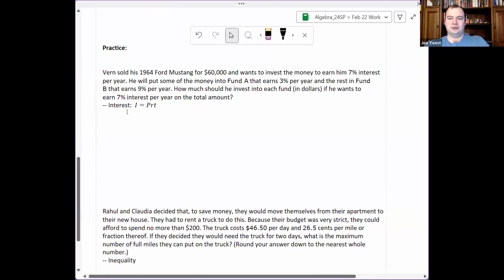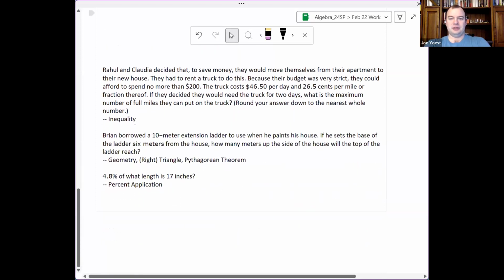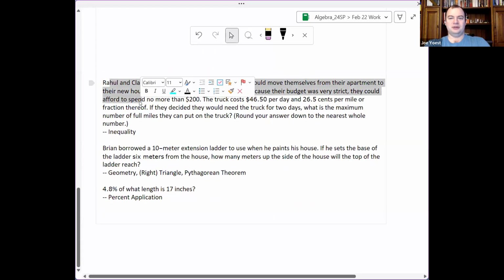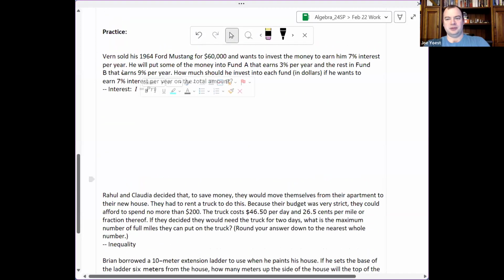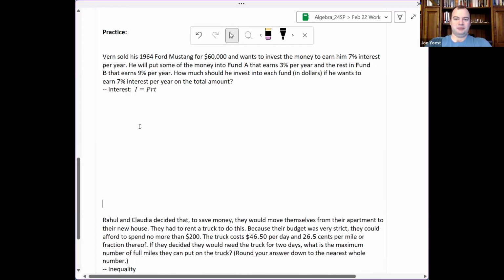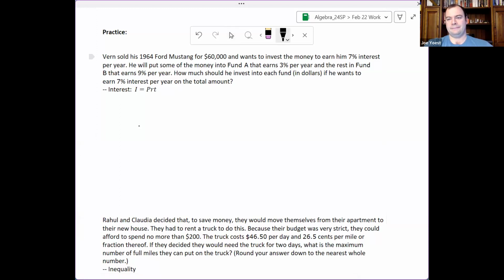But let's take a look at the Vern problem. Again, we worked through at least 3 of these 4 problems, not the Rahul and Claudio one, but we worked through 3 of these already, so these should look pretty familiar. We might not remember exactly how we solved them, but that's okay. We can work out the solution again.